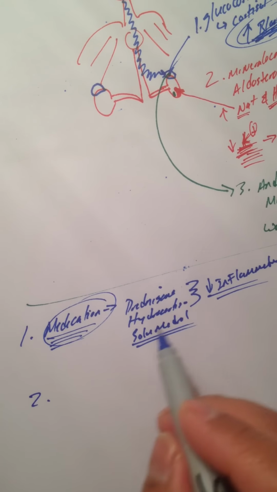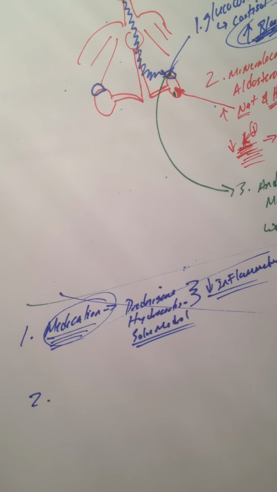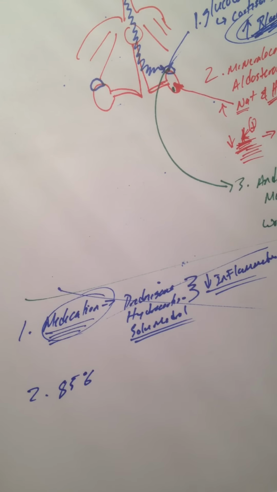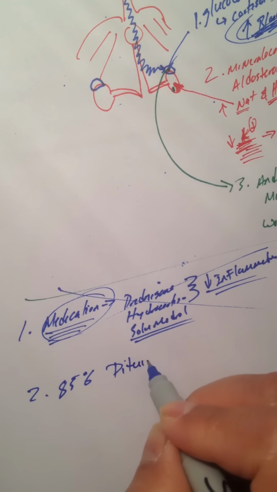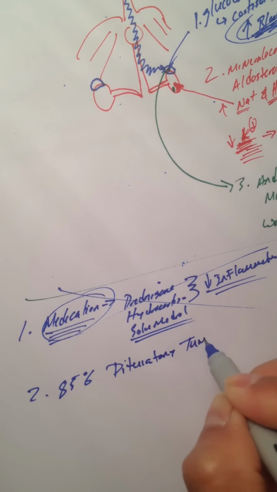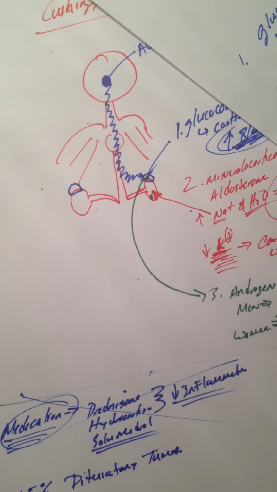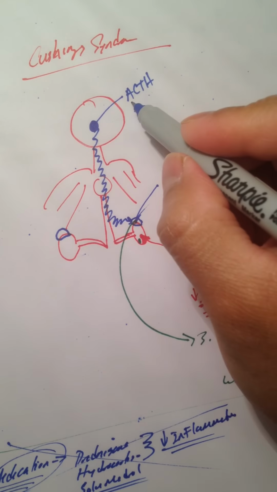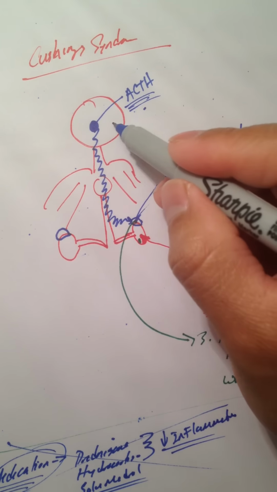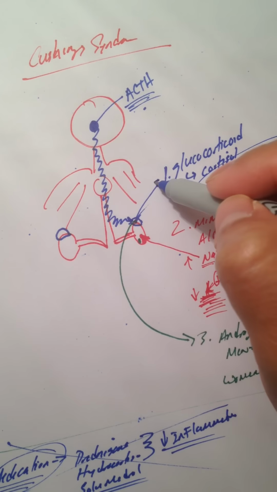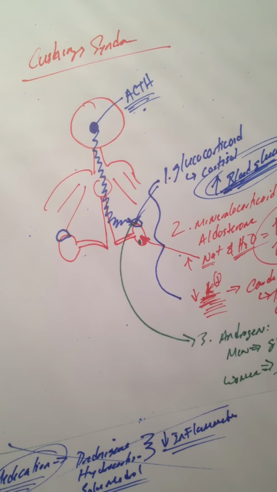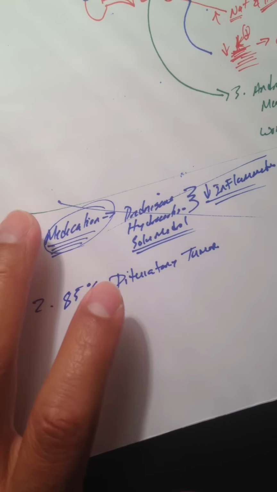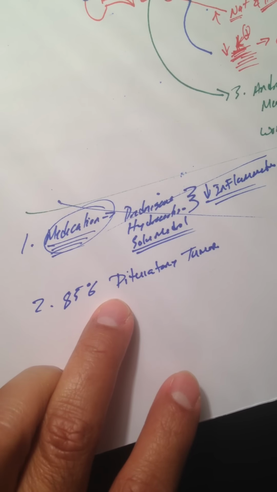Number two, if it is not because they are taking some kind of medication, about 85% of the time it is due to a pituitary tumor. I think that makes a lot of sense if you understand that, for example, the pituitary gland secretes ACTH, and we just talked about how ACTH is going to come down to your adrenal gland to secrete all of these three things. So in 85% of the cases, when they are not taking medication, it is due to a pituitary tumor.